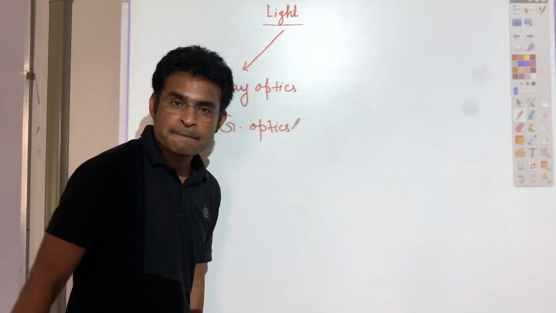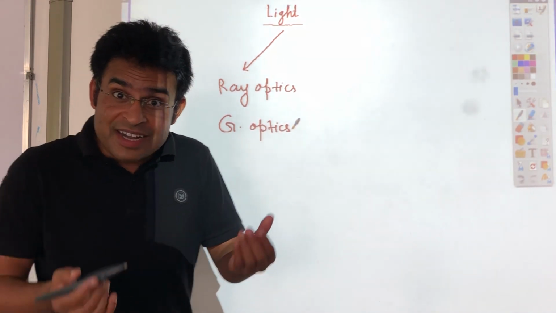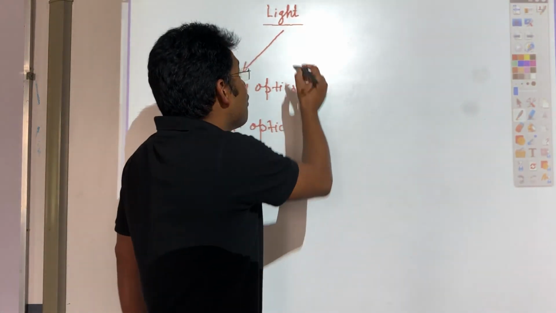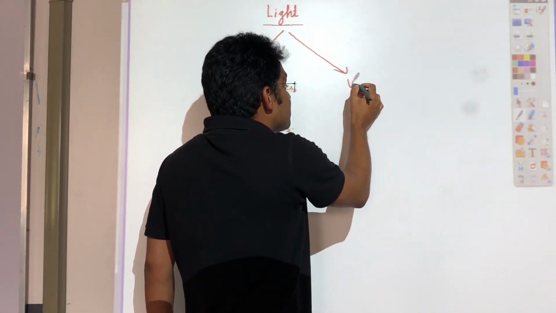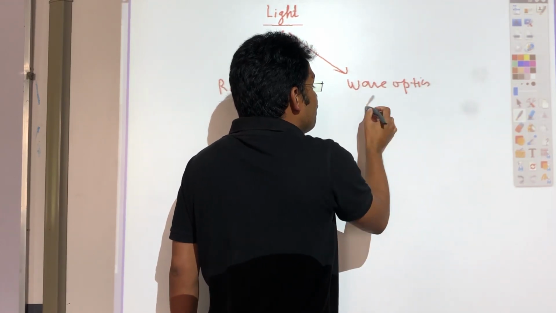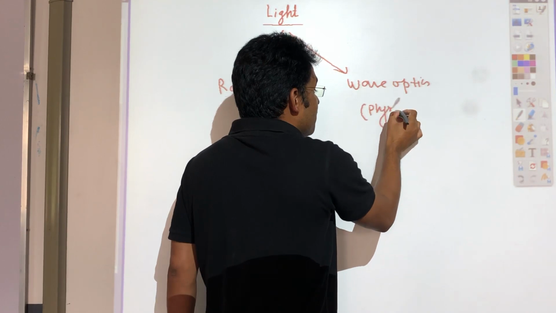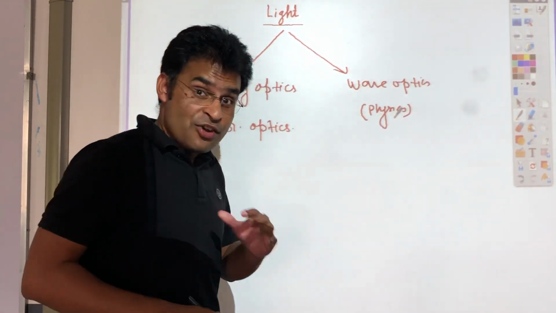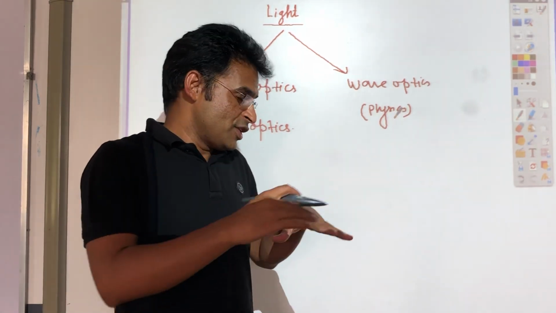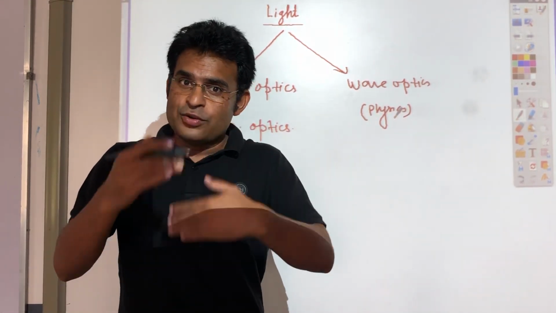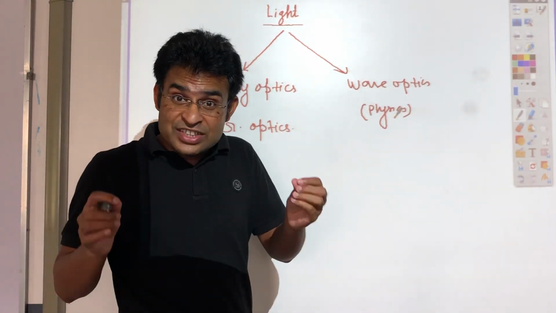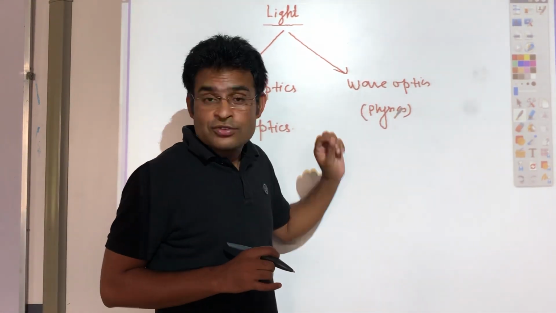Ray optics and geometrical optics are the same thing: what light can do. But light has some structure. If you want to study the internal structure of light, that is called wave optics, and in some books it's also written as physical optics. So wave optics and physical optics are the same. Simply, if we are studying whatever phenomena or events light can do, light can facilitate, that is called ray optics. And the internal structure of light is called wave optics.